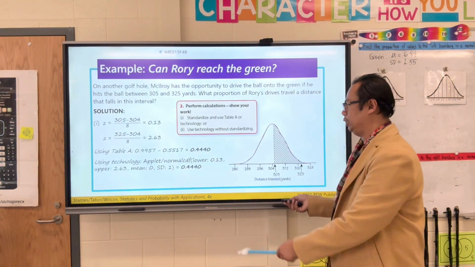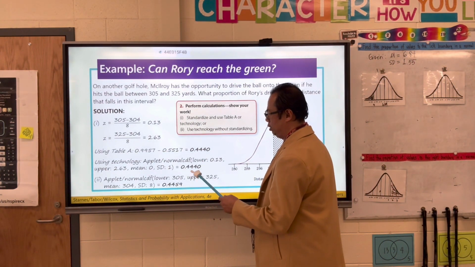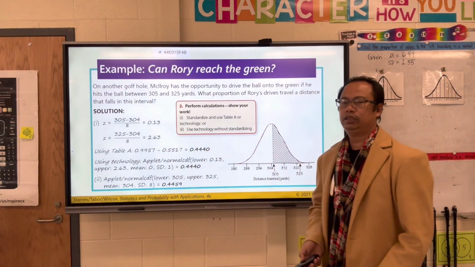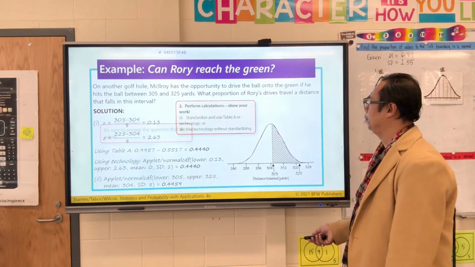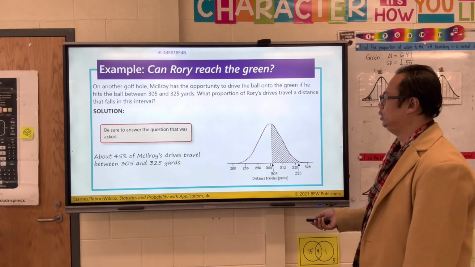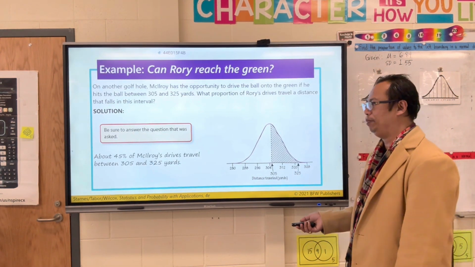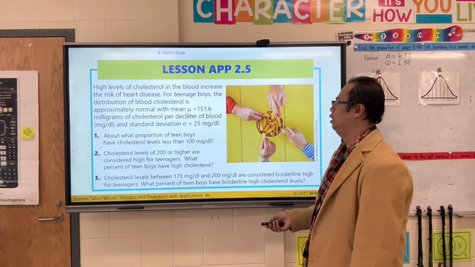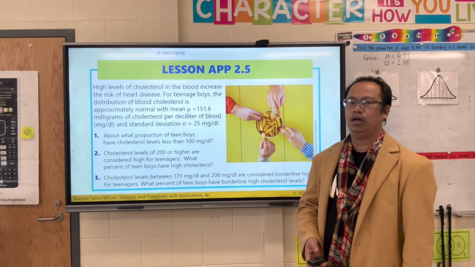This is standardized, then we got unstandardized. So you see the difference, 0.4459, 0.4440, 0.4440. So approximately they are closer to each other, okay? So what we did now is we can say that about 45% of McIlroy's drives travel between 305 and 325 yards, okay? So now, this is an activity for my students to work on.